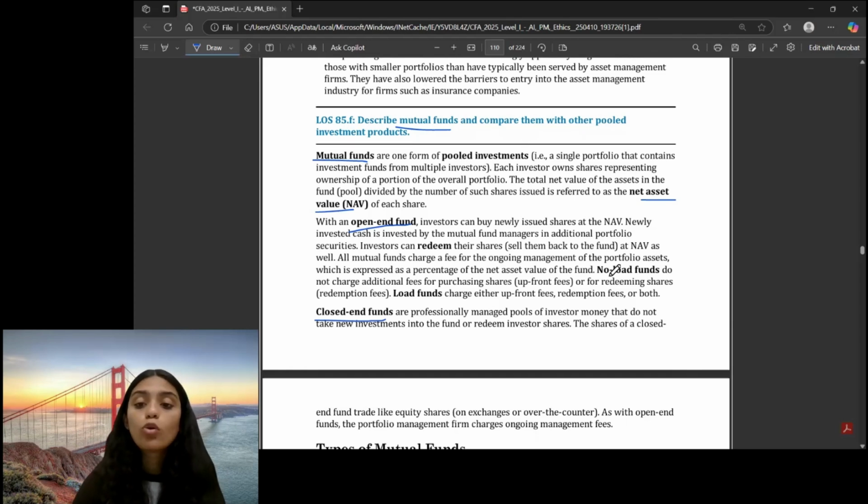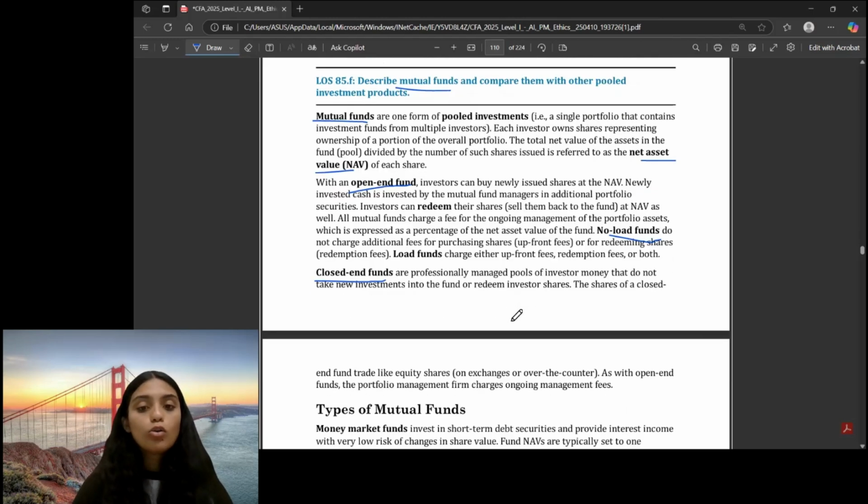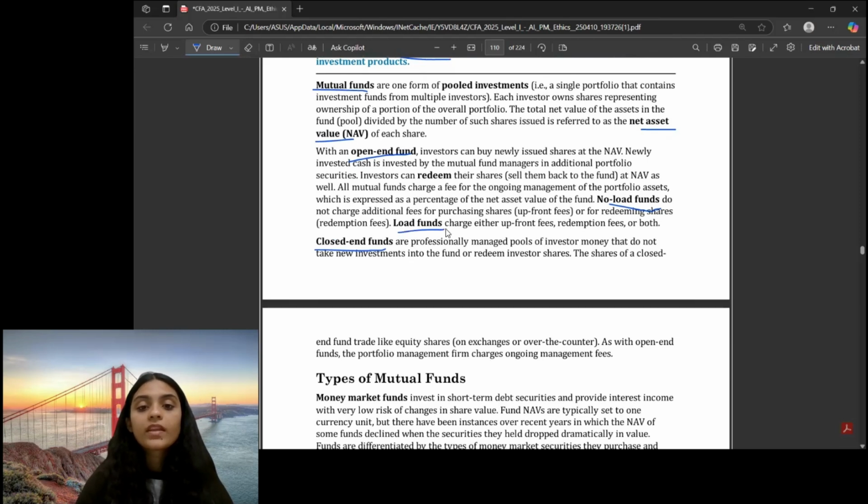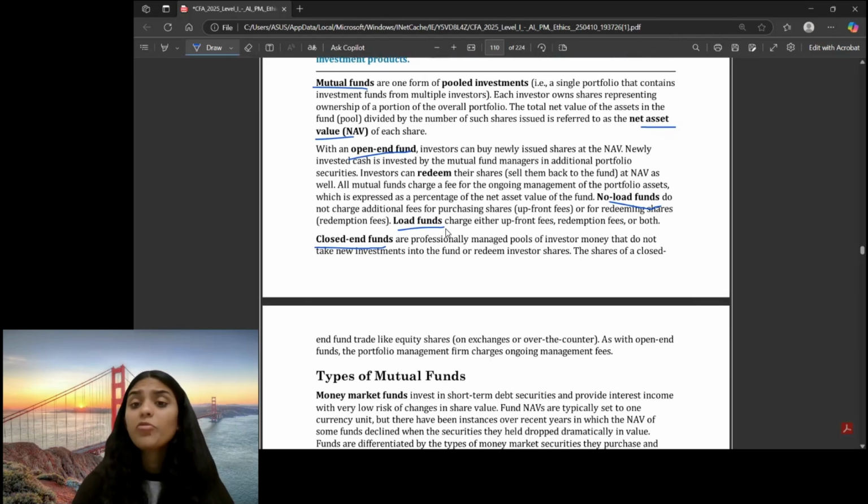So what is no load fund? No load fund means they do not charge any additional fees for purchasing or for redemption of the shares, and load funds charge either upfront fees or redemption fees or both. Upfront fees means fees that are charged when you are purchasing new shares.